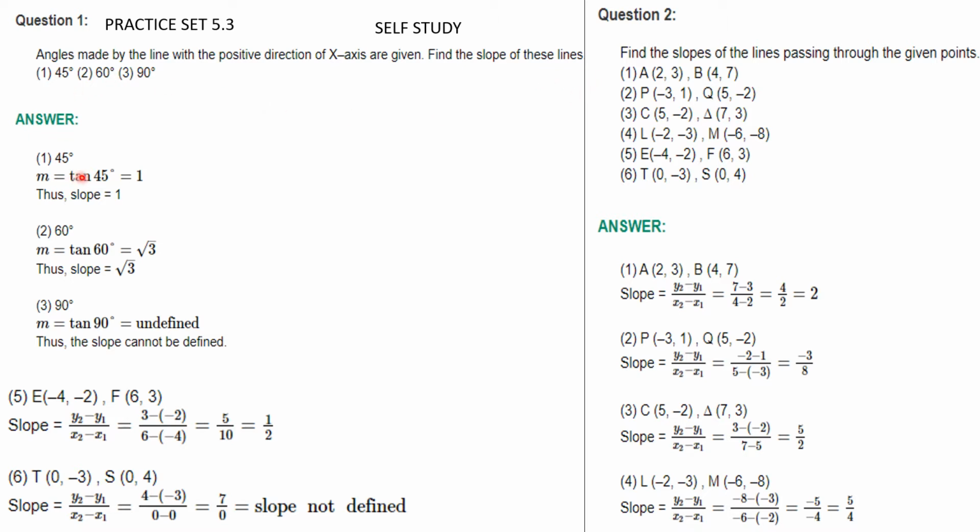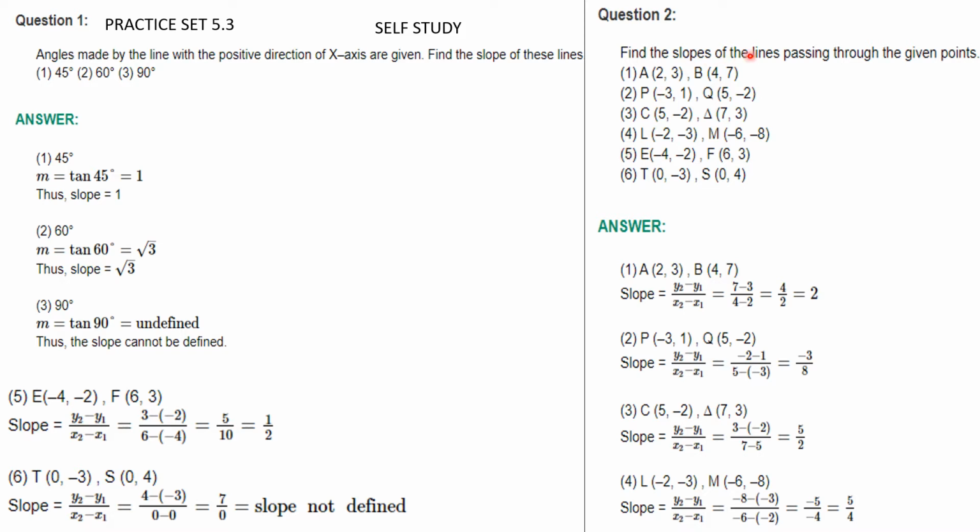First angle 45 degree. So m is equal to tan theta. So tan 45 is 1, slope is 1. For 60 degree angle, m is tan 60, that is root 3. So slope is root 3. For 90 degree, tan 90 is undefined. So slope cannot be defined.